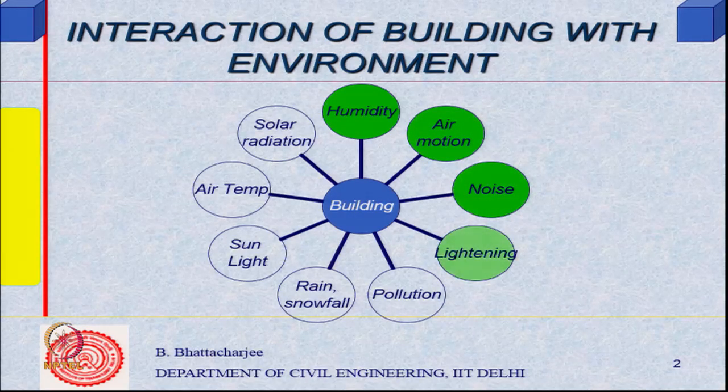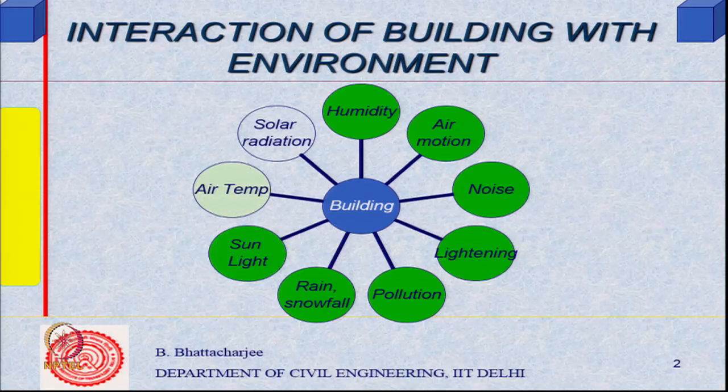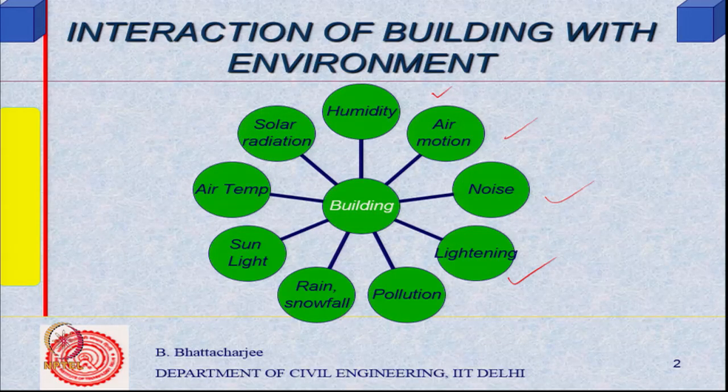and the external parameters of the environment around are things like humidity, external air motion, noise, lightning, pollution, rain, sunlight, air temperature, solar radiation, and relative humidity. Some of them we have already come across, or some may not come across, does not matter. So, this is how a building interacts with its environment. These are the features of the environment.